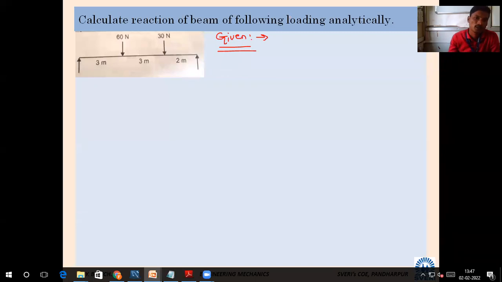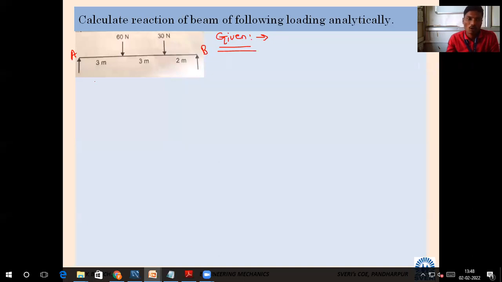So one beam is given. Here I will give the name A, and I will give the name B here. At how many places is this beam supported? Two, A and B, shown by lines at the ends. So what kind of beam will it become? It will become a simply supported beam.